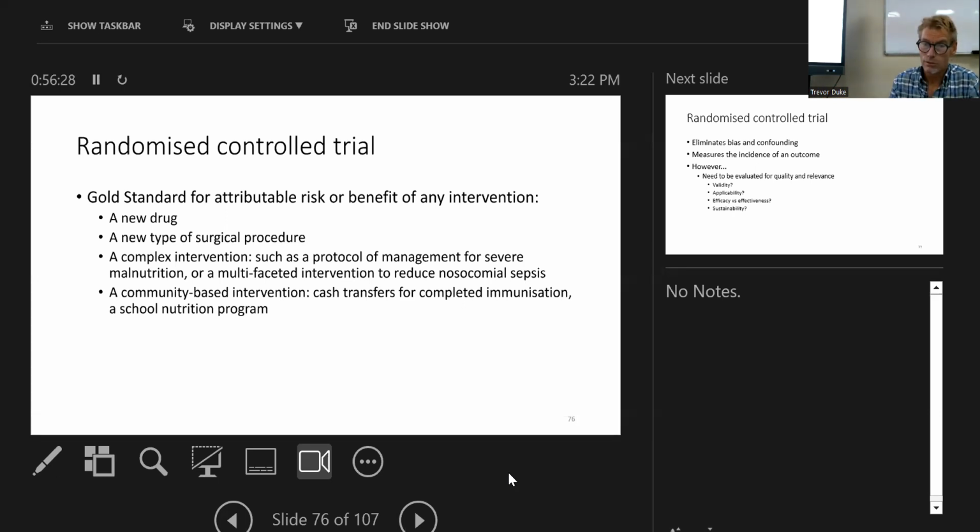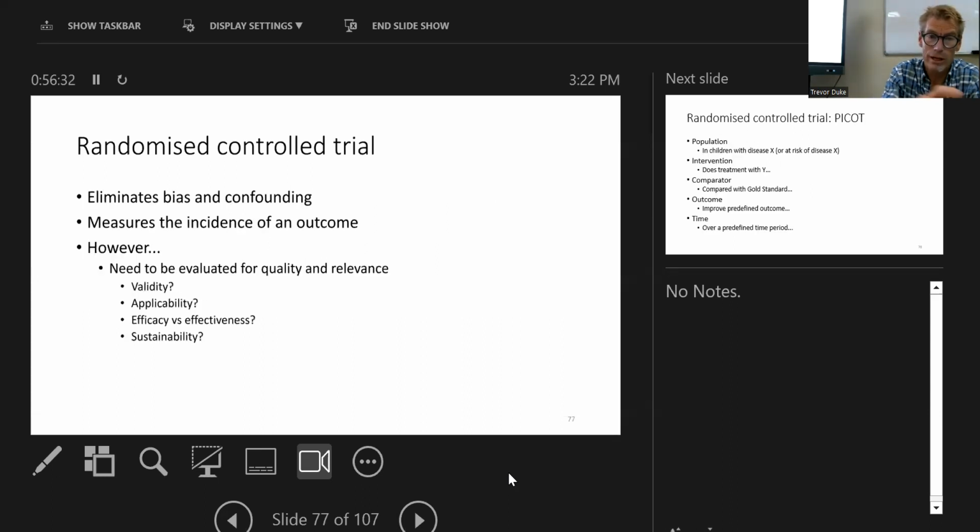So that's what's called a cluster randomized trial. The main thing about a randomized trial is it eliminates bias and confounding, and you can measure the incidence of an outcome, depending on how you randomize, not if you're randomizing patients, but if you're randomizing populations, like randomizing schools or randomizing groups. However, whenever you're reading a randomized trial, you need to think, is it valid? Is it applicable to my situation?